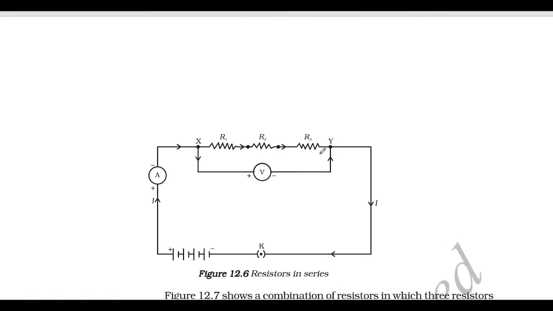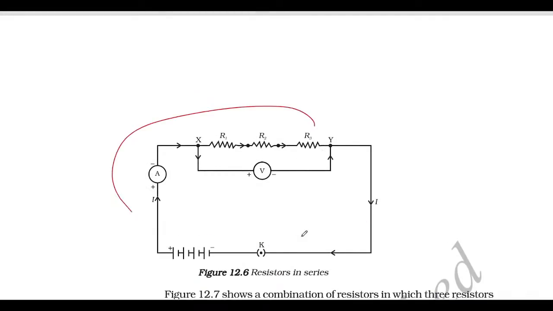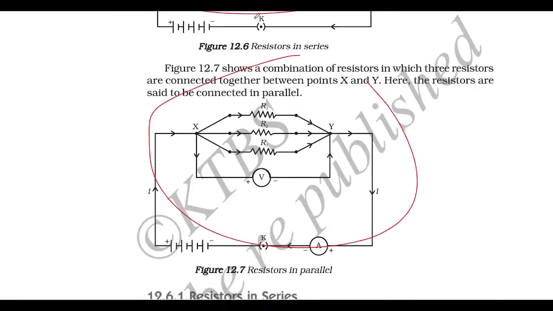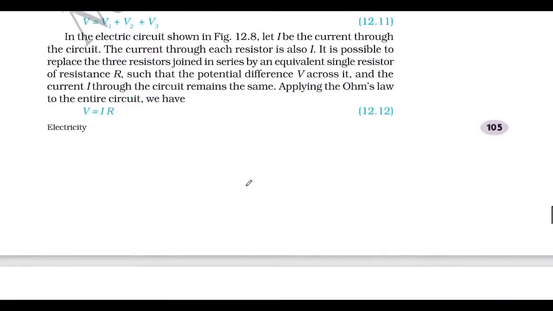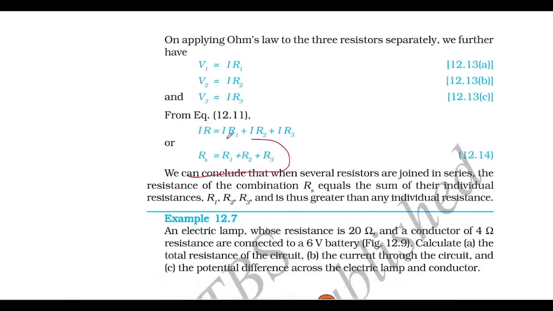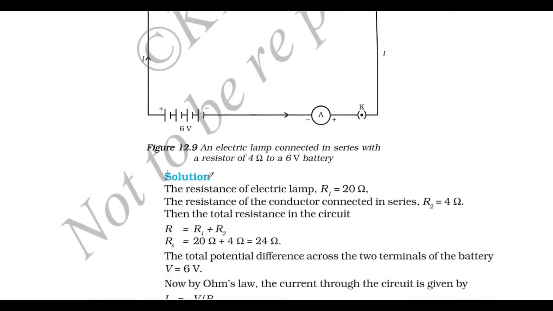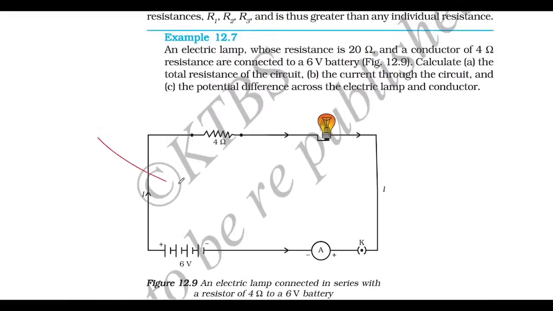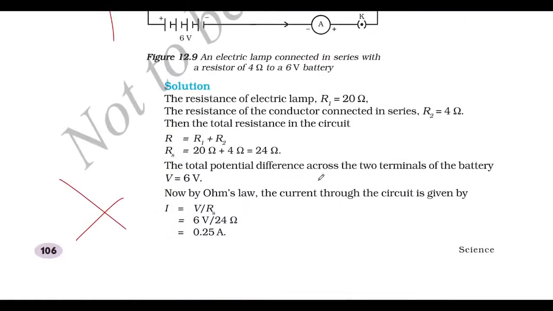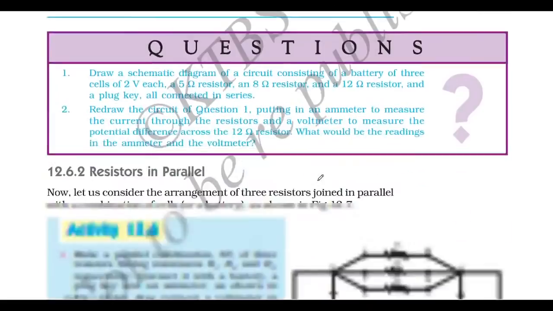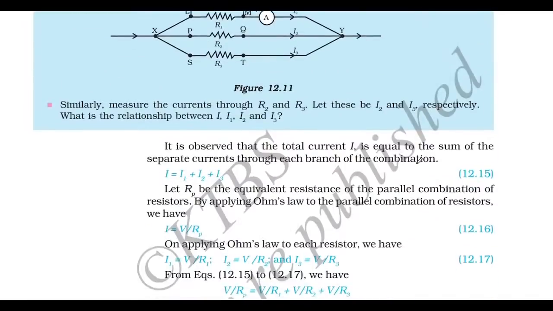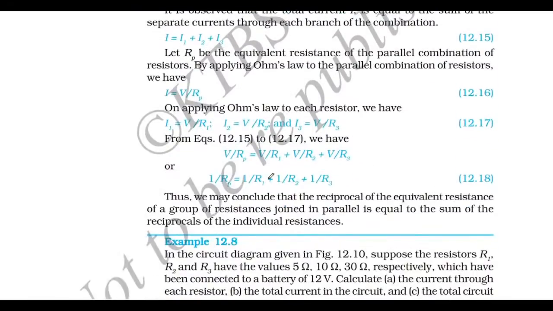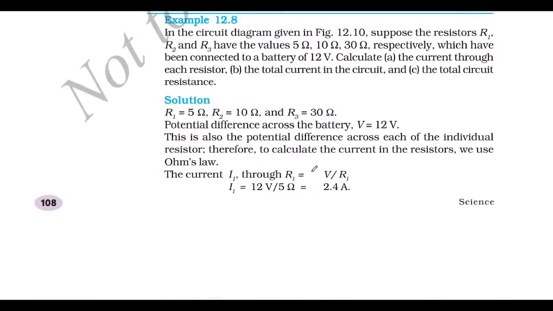Resistance of a system of conductors: when the resistors are connected in series and when the resistors are connected in parallel. When the resistors are connected in series, the effective resistance is what? R1 plus R2 plus R3. Students, very important problem. Do practice this. When resistors are connected in parallel, 1 by Rp equals 1 by R1 plus 1 by R2 plus 1 by R3.